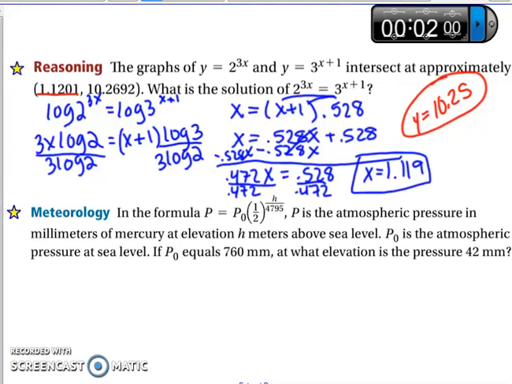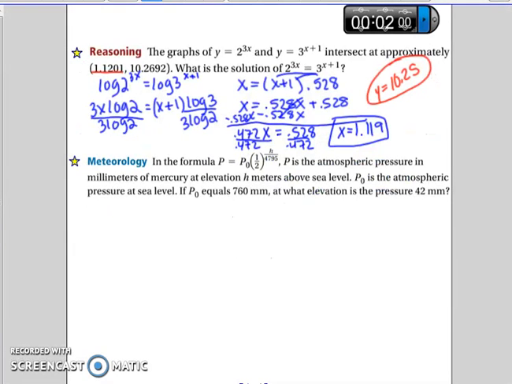So they're throwing a lot of things out at you with this question. So basically what we're trying to do is just fill in stuff that we know. So the P is the pressure. So we're trying to find when the pressure is 42. So we're going to plug in 42 for the P, regular P. Now P sub 0, it tells you, is 760. So we're going to put 760 in.